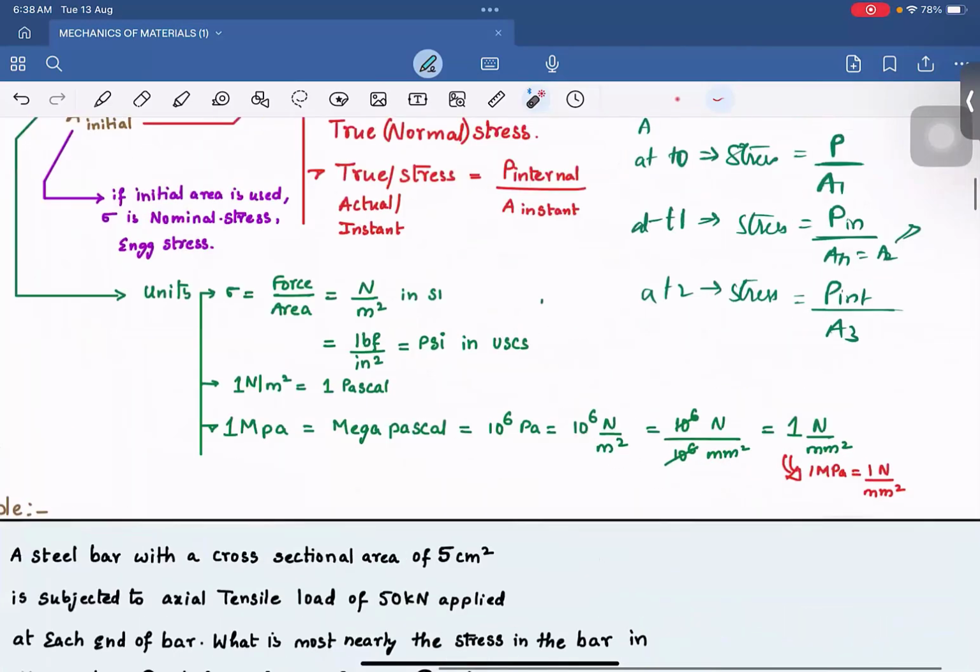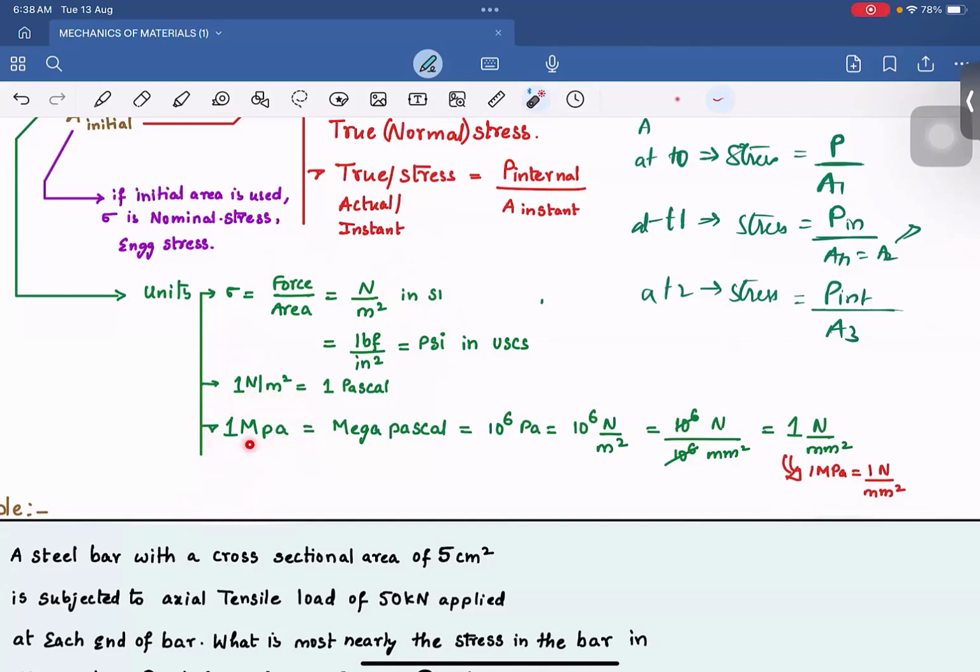As I said, the normal stress is denoted by the symbol sigma: force by area. To be very precise, internal resisting force by area, in Newton per meter square, or pounds per inch square, shortcut PSI. One more thing to remember in SI units: 1 Newton per meter square is equivalent to 1 Pascal, and MPa is also a unit for pressure or stress.